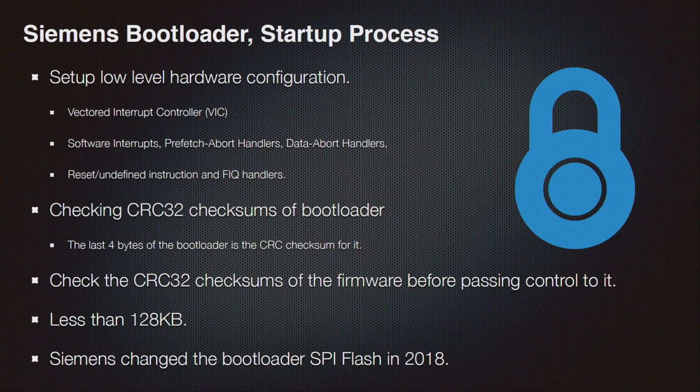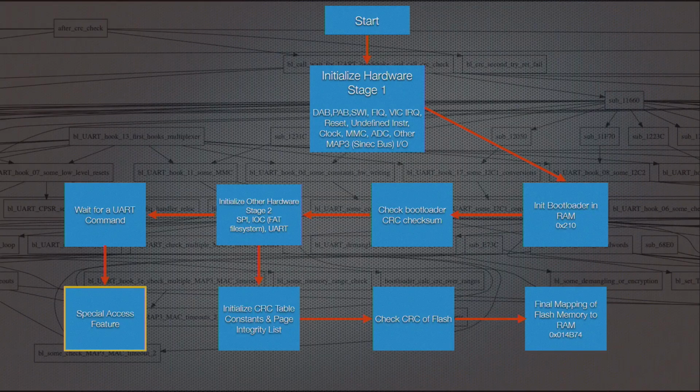Also, the SPI flash chip that we saw, which holds the bootloader, was changed in 2018. It wasn't really documented by Siemens, I think, but we noticed that there were write protections all of a sudden on this chip.